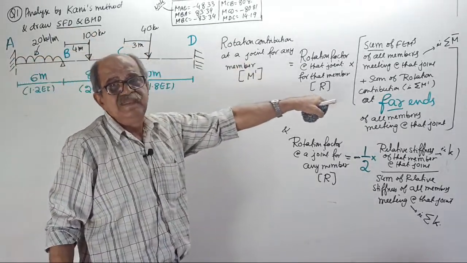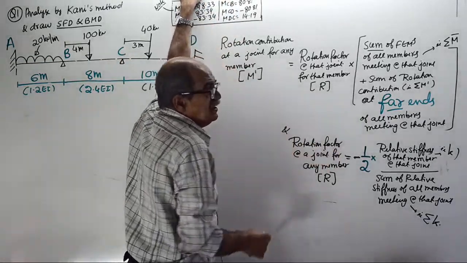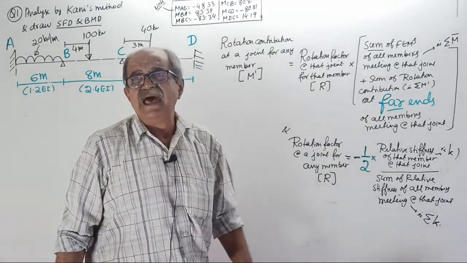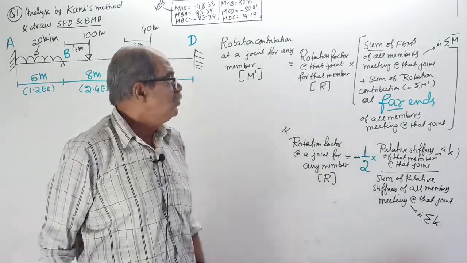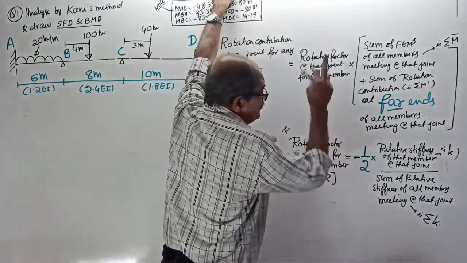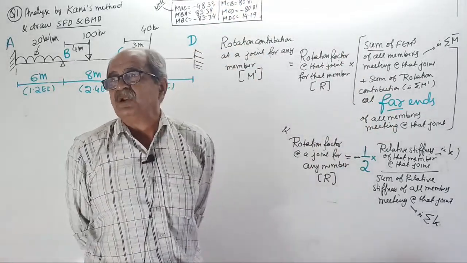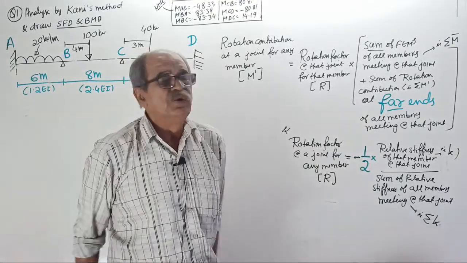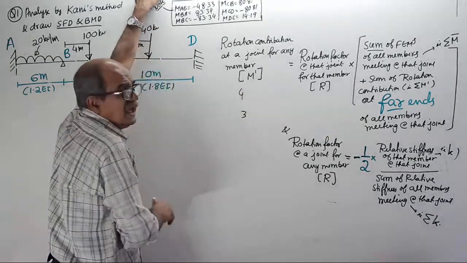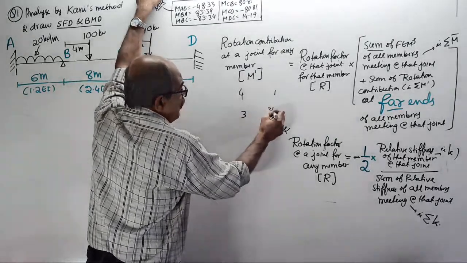This I will explain in the problem. Now, lastly, the rotation factor at any joint for a member is exactly the same as the distribution factor. Only change is an extra minus half, times either relative stiffness or absolute stiffness. If you use absolute, fixed end is 4EI by L, hinge is 3EI by L. If you use relative, fixed end is I by L, hinge is 3/4 I by L.